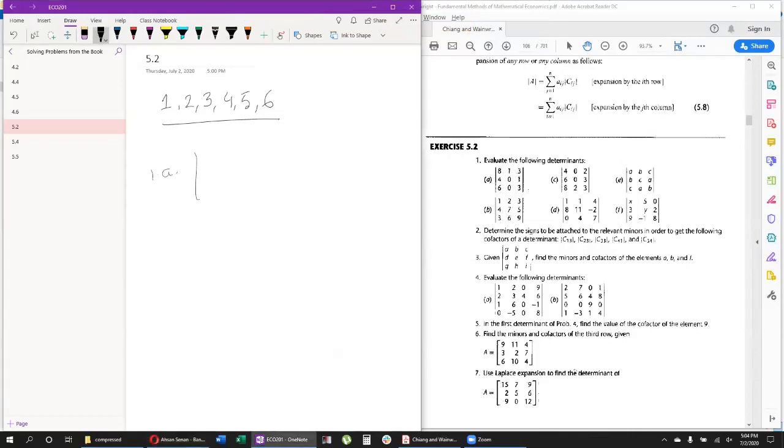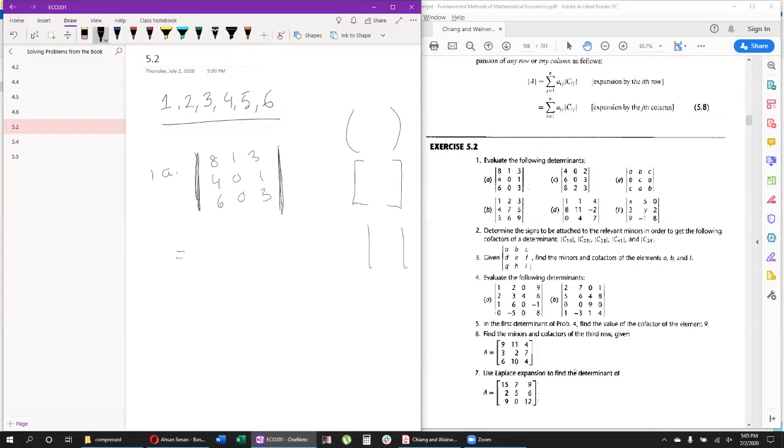In 1A, we have a matrix which is 8, 1, 3, 4, 0, 1, 6, 0, 3. Now notice the straight lines. We have a straight line here and a straight line here. Curved lines, okay, my handwriting is really bad, mean that we're dealing with a matrix. If we use straight lines, that means we have a determinant. So we have to find the determinant of this 3 by 3 matrix.